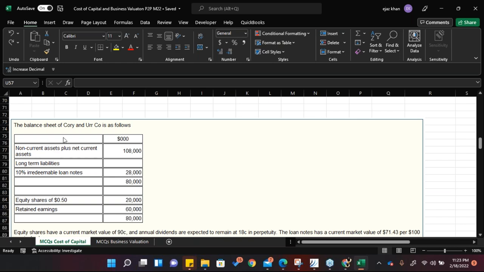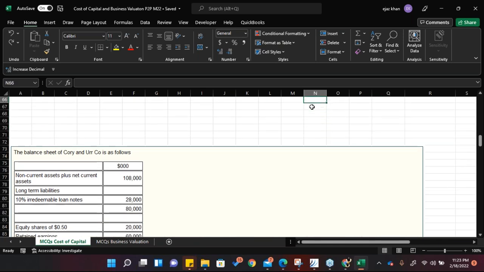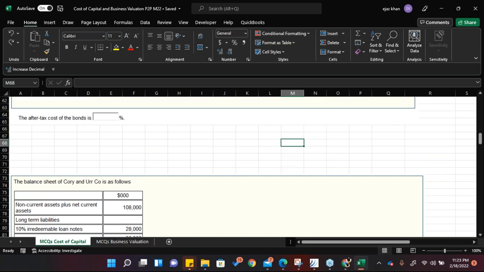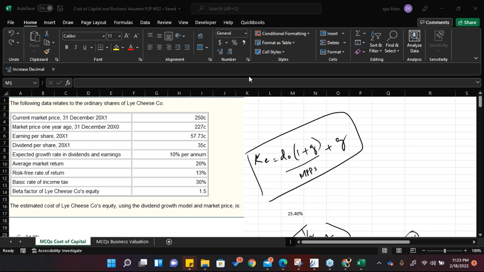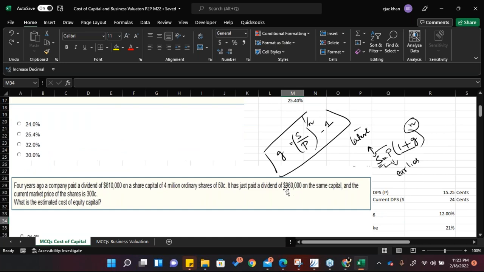Sir, could you explain the cost of capital sensitivity analysis? Yes, why not? Now, you know that NPV can also change. It was there in the question, Michael. Here we go. This is the figure, 960,000.